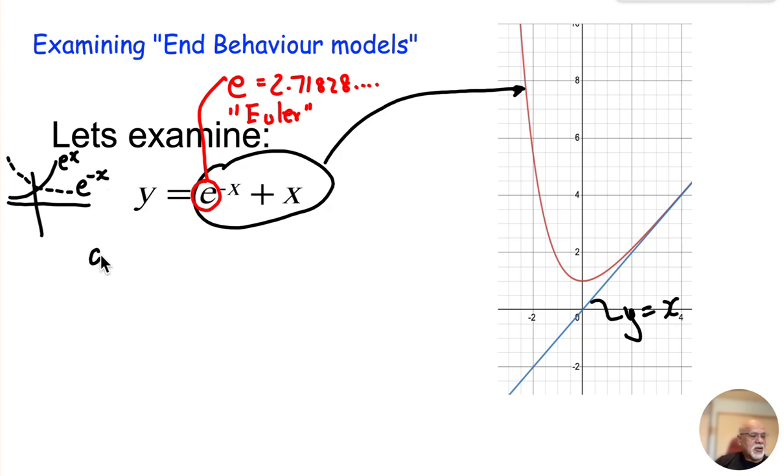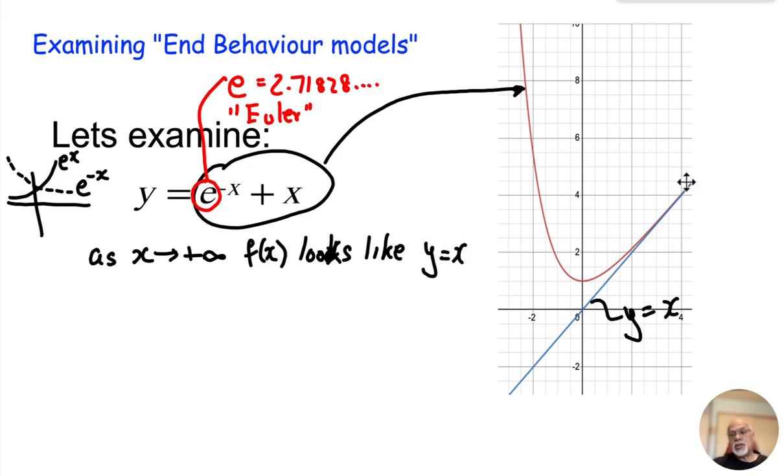Now, as x is approaching positive infinity, look at what f of x is doing. That's the red graph. f of x looks like y equals x. It's approaching the line y equals x in the very short term here. And as x is approaching negative infinity, f of x looks like e to the minus x.